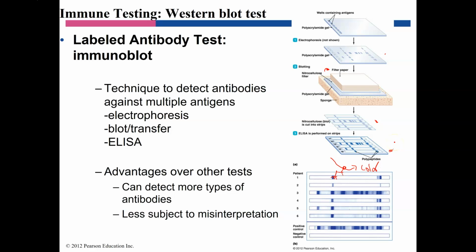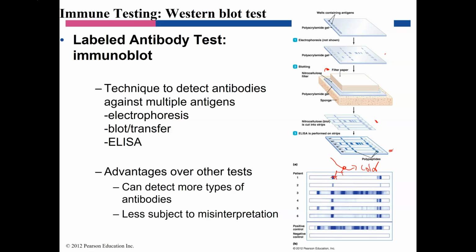The advantage to this is that you can detect more types of antibodies. If you're looking at something that's complex, where you might need to see a pattern for antigen recognition, as opposed to a single interaction, well, this is your test. For example, with Lyme disease, they like to do Western blots because you need a response to multiple antigens on the organism for a diagnosis of Lyme disease to be accurate.